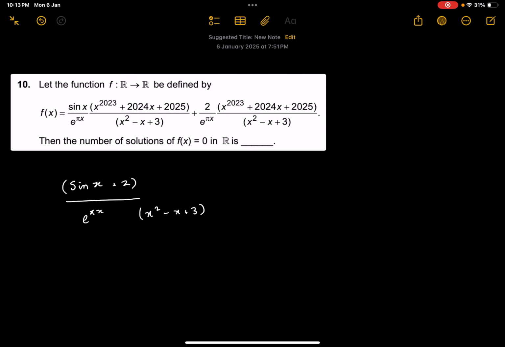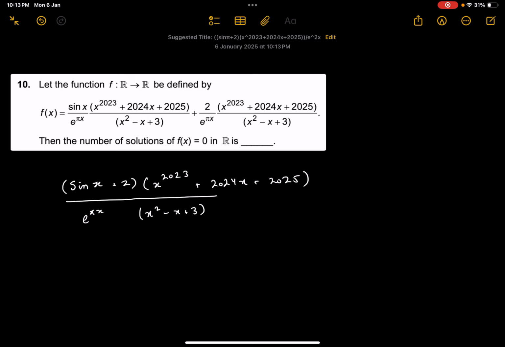Because x square minus x plus 3 times e to the power x is the common denominator, and the polynomial factor in the numerator was also common, x to the power 2023 plus 2024x plus 2025. We take all of this common factor out. What we will be left with is sin x plus 2, and then the polynomial x to the power 2023 plus 2024x plus 2025.